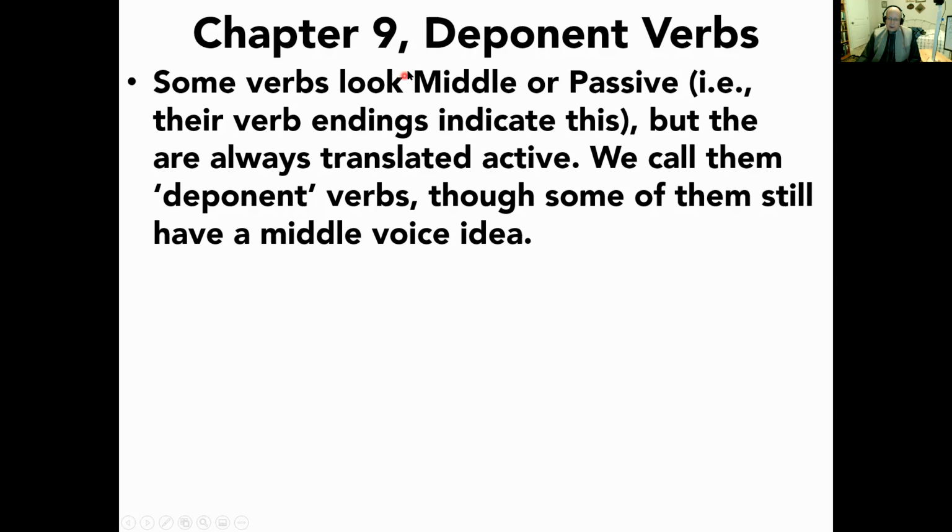Now, chapter 9, deponent verbs. Some verbs look middle or passive in their endings, but they are always translated active. We call them deponent verbs, although some of them still have a middle voice idea. But for right now, if you write D, or if you write M/P, middle passive, either one is fine, because these verbs look middle or passive, but we translate them as active.